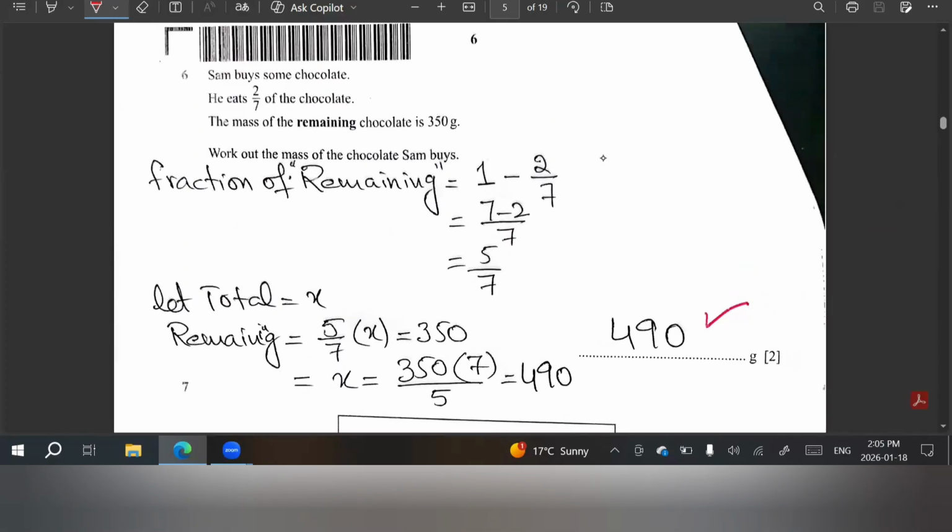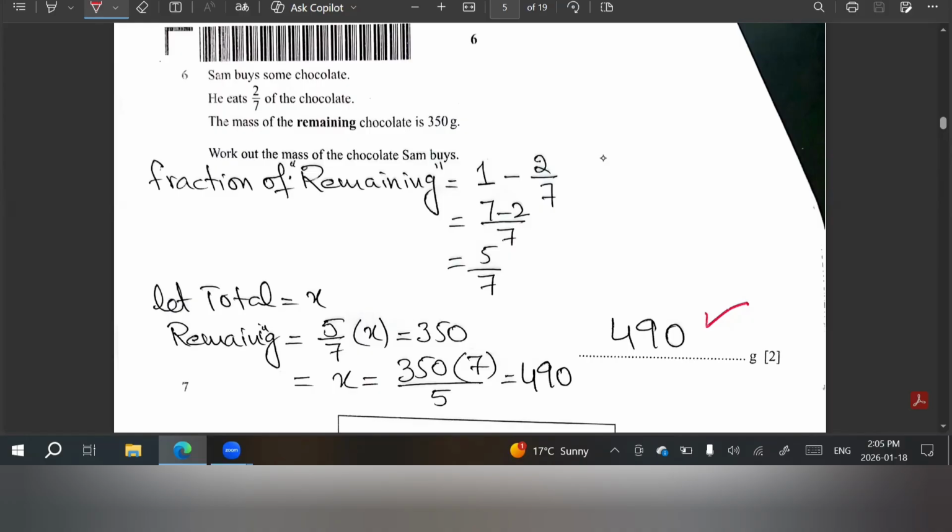So the solution is showing up on your screen. Fraction of the remaining chocolate will be 1 minus the fraction which is eaten, 2 by 7. So you take the LCM, it will become 7 minus 2 divided by 7. That's 5 by 7. So 5 by 7 of the chocolate is remaining. Let me say that the total chocolate is X. The remaining chocolate will be equal to 5 by 7 of X, and that is already given.